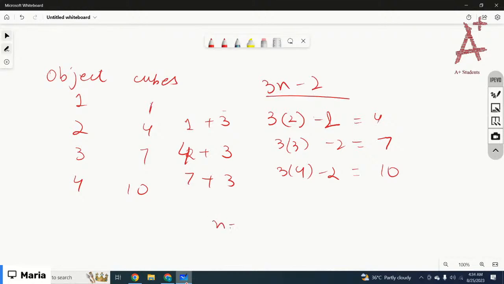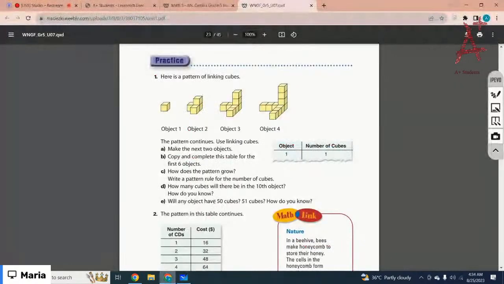You have to calculate for the 10th term, that means the n is 10. So you have to do 3 times 10 minus 2. 3 times 10 is 30 and 30 minus 2 is 28. That means when you have to calculate the 10th object, in the 10th object you have just 28 cubes, right?